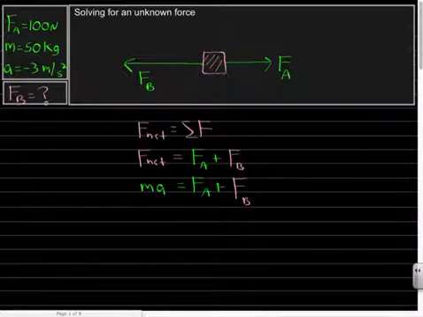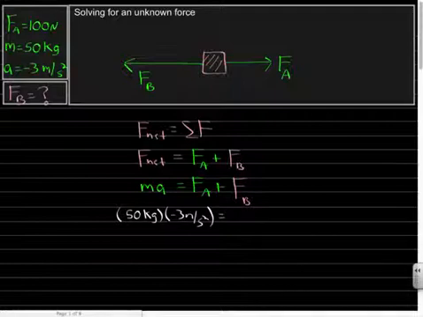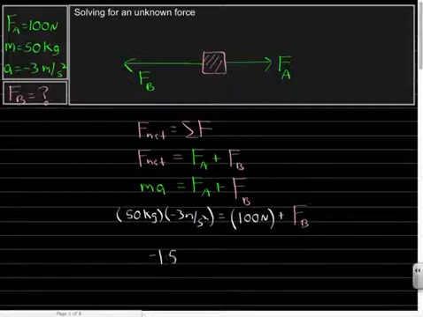So mass times acceleration, that's going to represent our net force. And when we actually plug in our values there, we have a mass of 50 kilograms times an acceleration of -3 meters per second squared equals FA, which we know is 100 newtons positive, plus an unknown FB. So when we actually do our calculations here, we have -150 newtons is our net force equals 100 newtons plus an unknown FB.